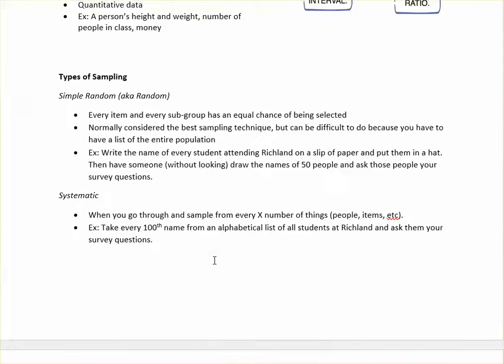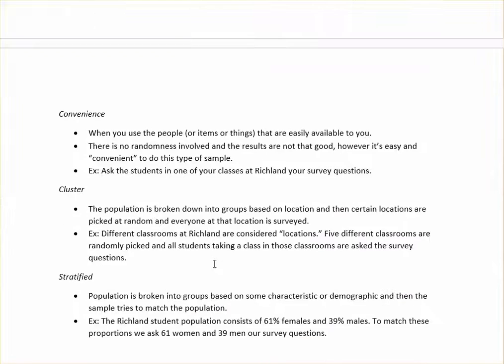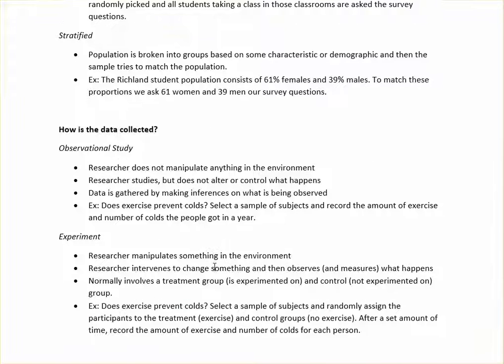So there are our different types of sampling. You will need to know about these types of sampling and how to do this and the pros and cons of these coming up in some of our group projects. So this is important stuff.